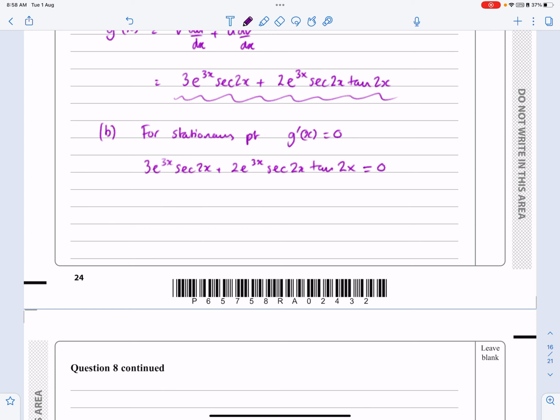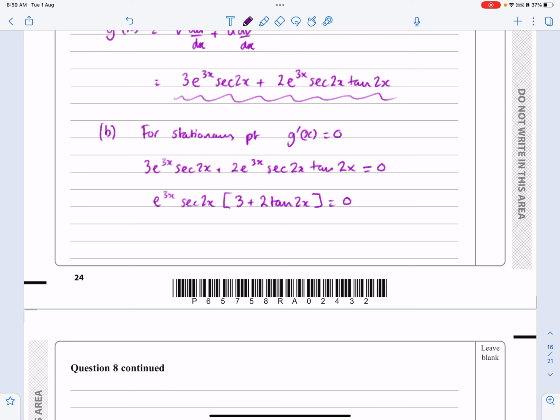And when we get to that stage, then the e to the 3x and sec 2x can now come out as a factor. That and that can come out as a factor. So that means I am simplifying this now, but only because I have to as part of my work. So e to the 3x sec 2x comes out as a factor, which is going to leave me 3 plus 2 tan 2x equals 0.